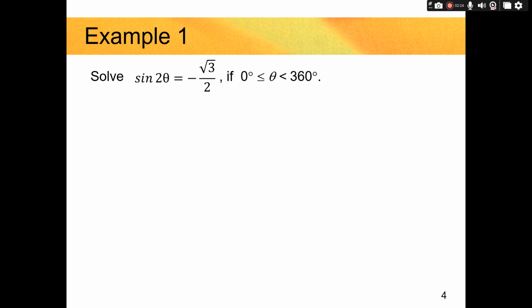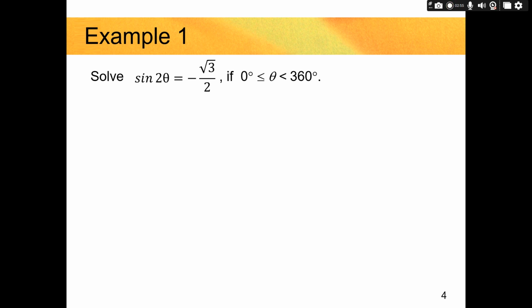How many need a formula sheet? Anybody need a formula sheet or the unit circle? It's only half of the formula sheet for the test. These are the important ones. Raise your hand if anybody else needs one. As long as you have them, fine.